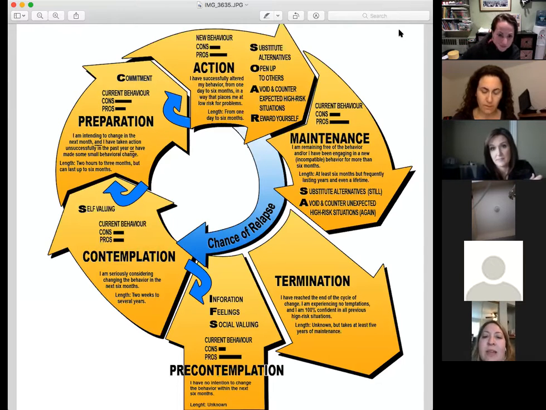Let me go back to the action piece. This is where you have the chance of relapse. You see that blue arrow that comes in through there? A lot of times you're going to get people who are making these changes. They're starting to become habit. They're feeling really good. They're having great results. And then there's a relapse of some sort. This may happen in their business. They're doing events, they're going to things, they're showing up.